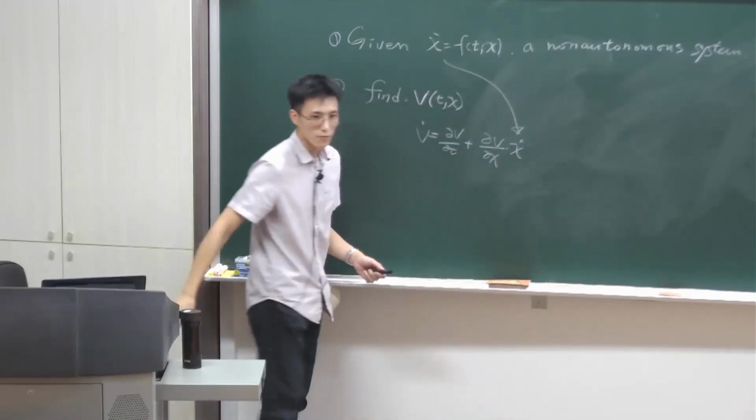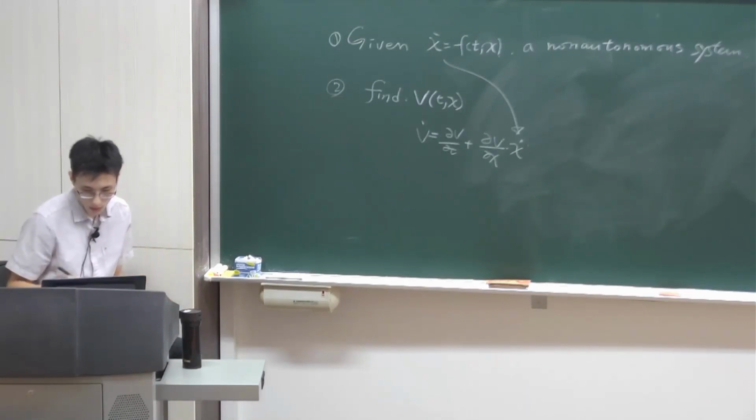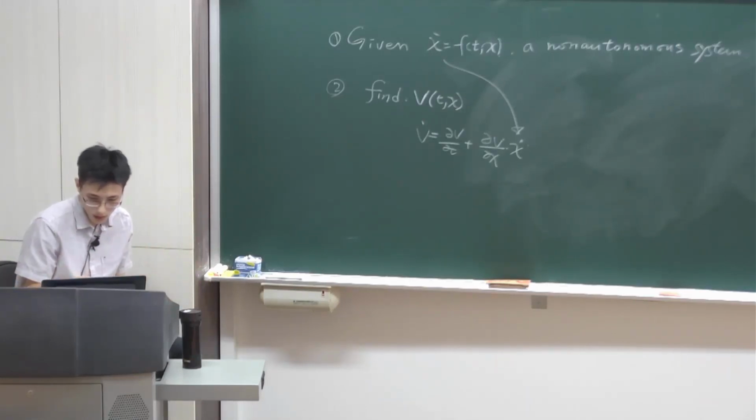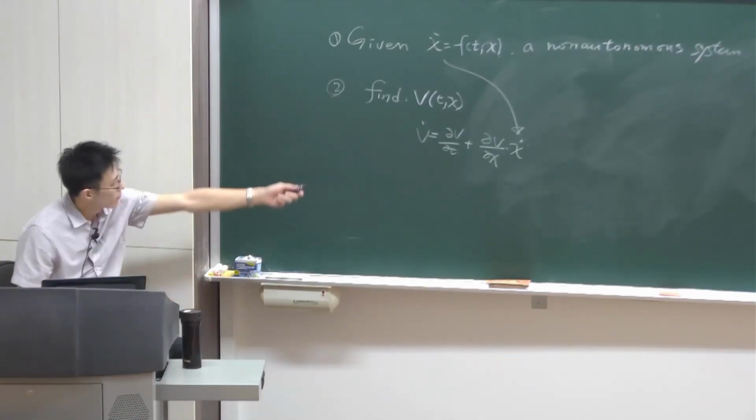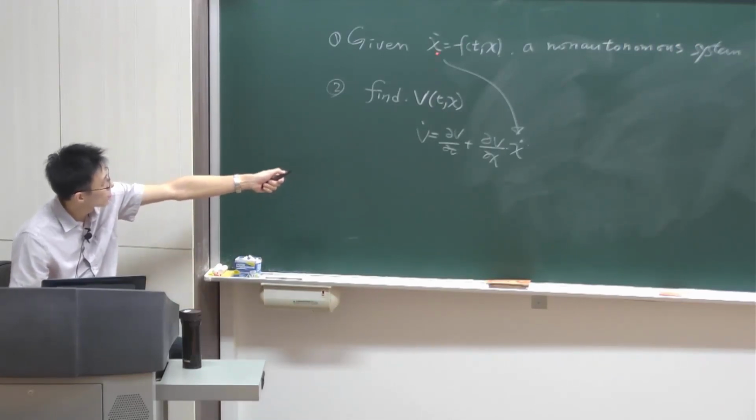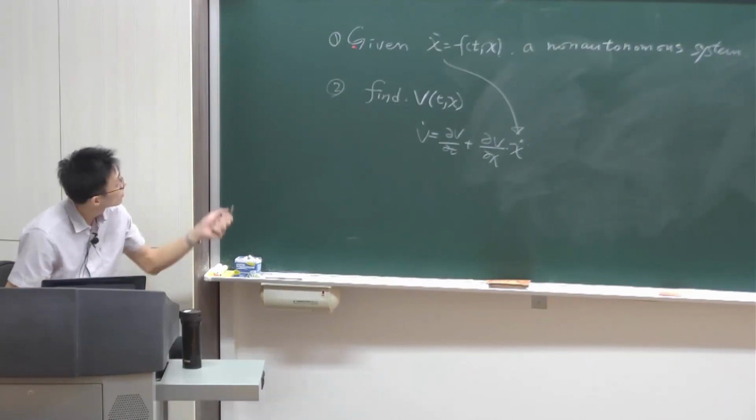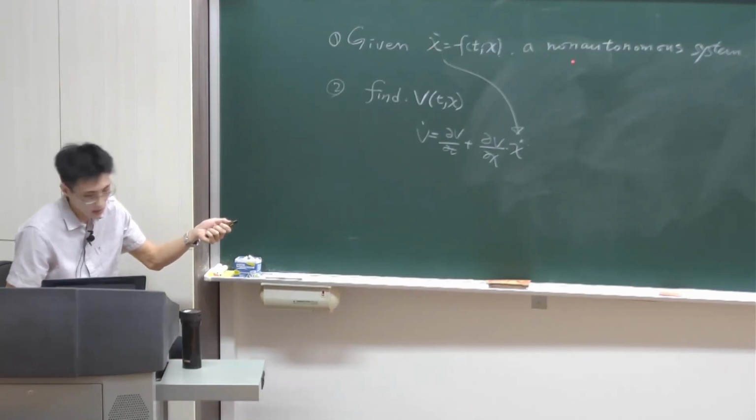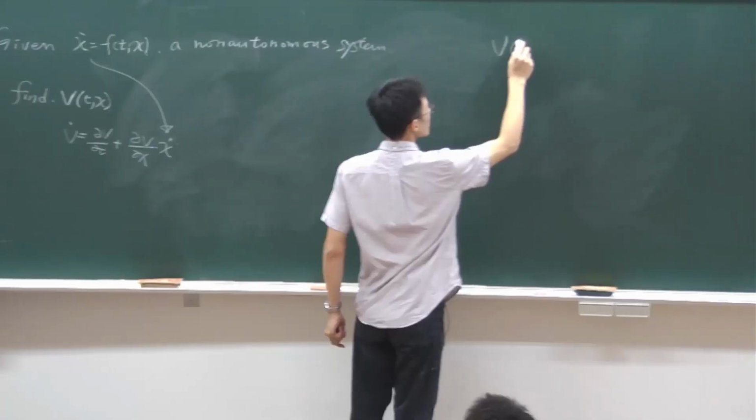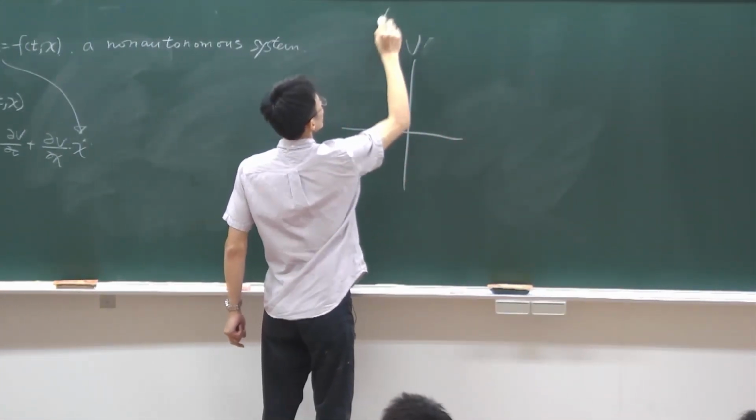If you can find a V that is PD, and this V dot, which is obtained by substituting this dynamics, is NSD, then we say this non-autonomous system is stable. In the previous case, we discussed the non-autonomous system, right?